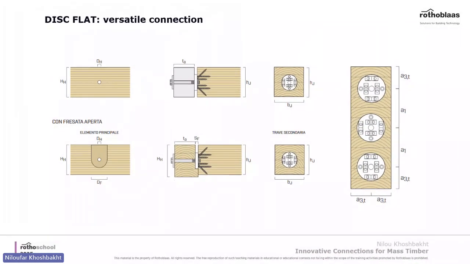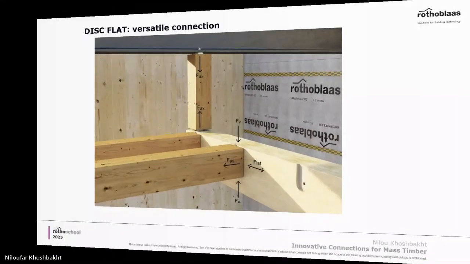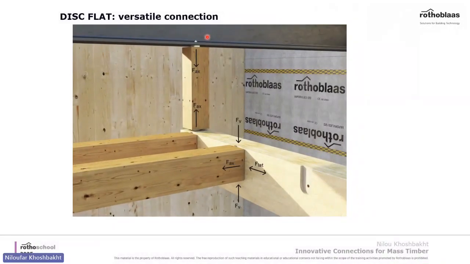It can be used on concrete, as you see here, or wood. For wood, if you want it to be hidden, you can do the milling. Also, it can be used side by side to get larger capacity. Here's another picture that shows how we use Disc Flat for a steel to post connection and a post to beam connection to resist axial load. Here we use it as a hanger to resist downward load, axial load, and lateral load.